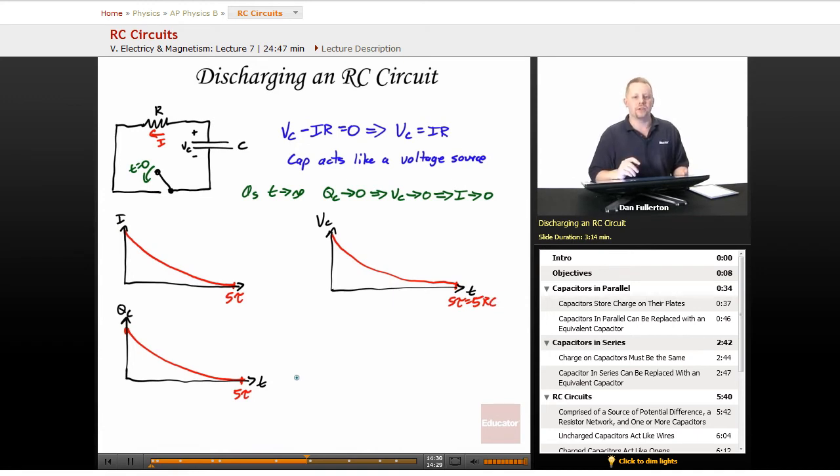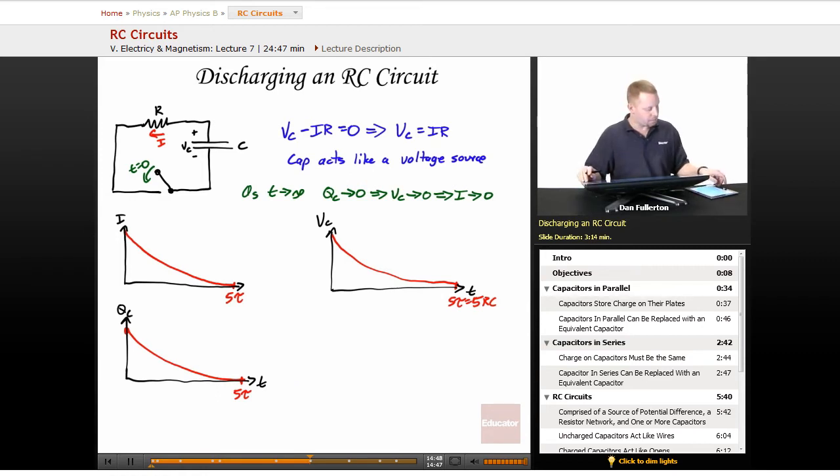So, charging and discharging capacitors. Really straightforward when we're looking at them at the steady state: when the circuit's first turned on, when they're uncharged, or when they're discharged or fully charged. The time varying element, what happens between 0 and 5 RC, we're going to save till we have a little bit of calculus under our belts.